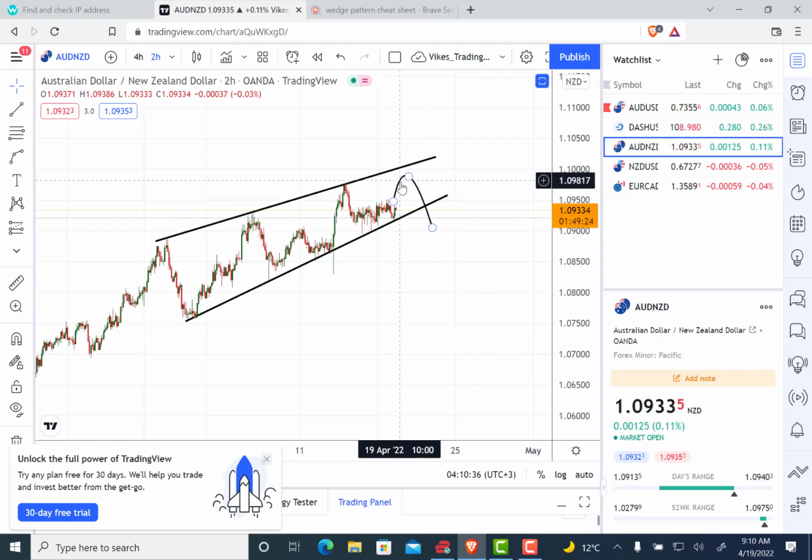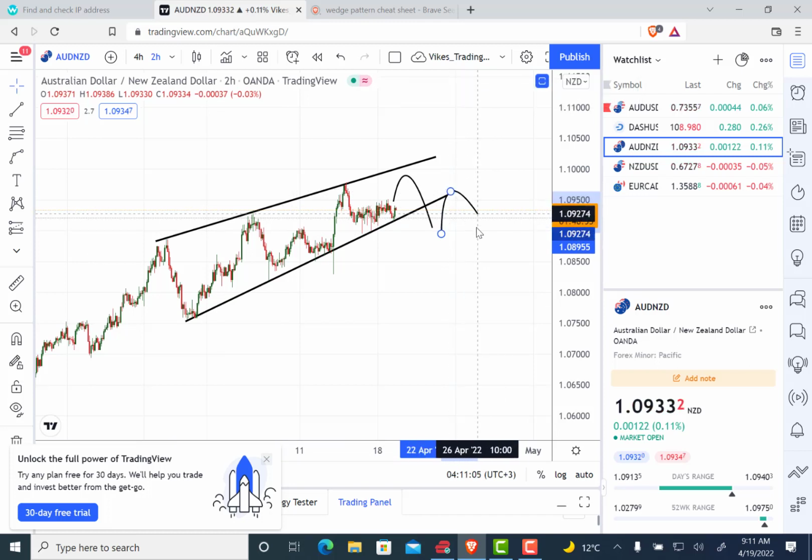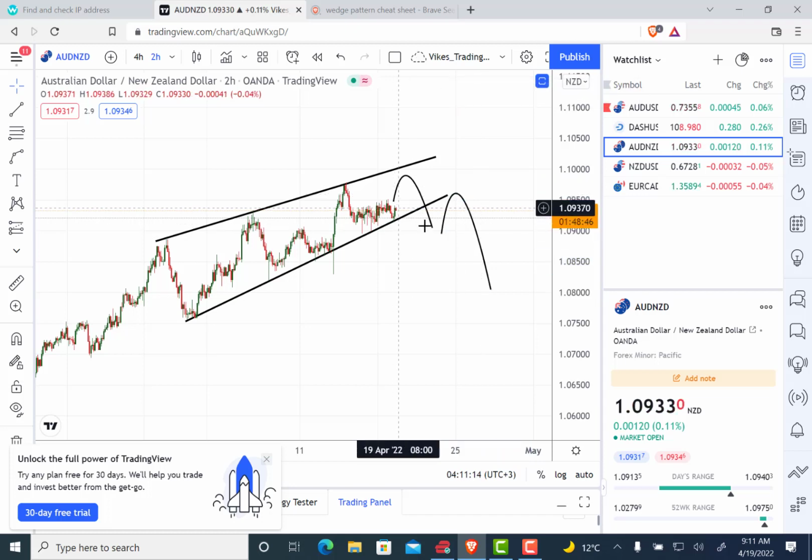If it starts rejecting, if it forms an M pattern with divergence of price and momentum, then we'll expect to execute our first short position around this place. The next short position that we'll be taking is after it has breached the wedge pattern. Then after it has breached the wedge pattern, what we'll be expecting is a retest of the trend line, then a bearish rally. So we'll be expecting that after the breach.